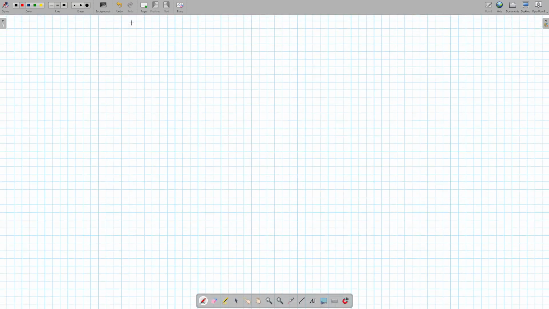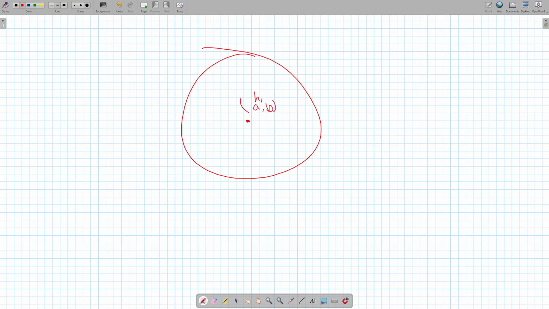About the circles. Remember, for circles, if you have a circle with center a, comma b, or some people say h, comma k, it doesn't matter. The equation of any circle is x minus h squared plus y minus k squared equals r squared. If you expand it all, this is what we call the canonical form, or maybe center form, because you can immediately denote what the center is.